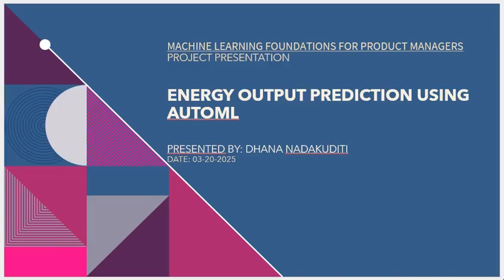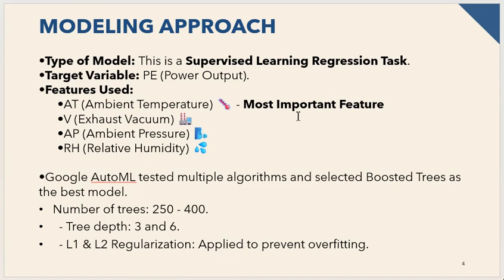Ghana Narguriti. This is a project that predicts the electrical energy output of a combined gas and steam cycle power plant using Google AutoML machine learning. The approach that we have taken for this continuous numerical value prediction was a regression task. The data set contained these features: the temperature, vacuum, pressure, and the humidity.